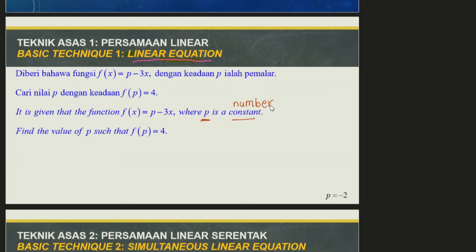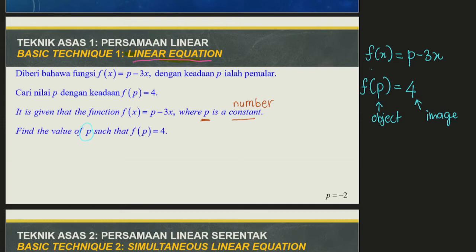So now we want to find the value of p, where f(p) is equal to 4. This is a function, so you should already know how to solve function questions. The original f(x) is p minus 3x. Now the object is p and the image is 4. Make sure you know that this is the object, and when you put in this object, you get the output, which is the image.